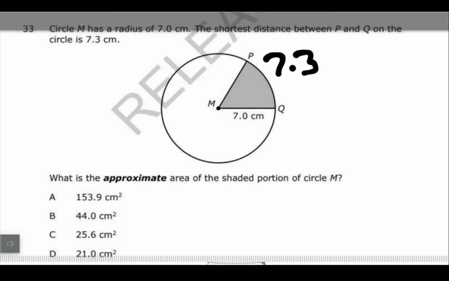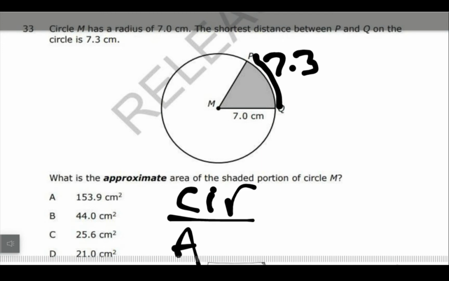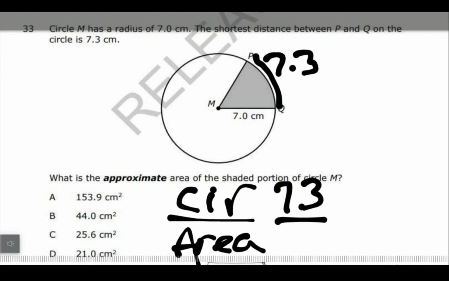So what we have to do, it says what's the approximate area of the shaded portion here. All right, so again, they don't give us a whole lot of information here. They do need the area. All right, and they also gave us this partial circumference. So what we have to do is a proportion comparing the circumference and the area. All right, because those are the only two things they gave us. They gave us the circumference of the part of the circle, which is 7.3.